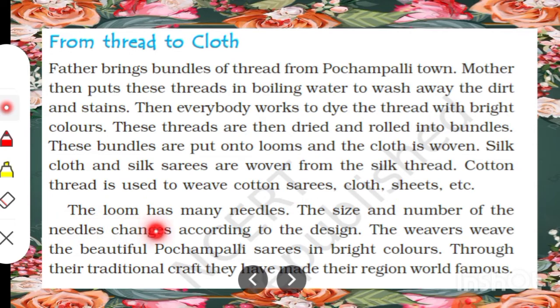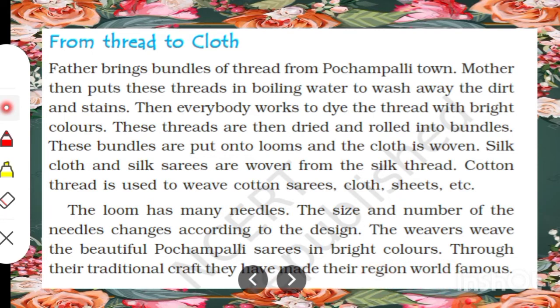The loom has many needles. The size and number of needles changes according to the design. The weavers weave the beautiful Pochampalli saris in bright colors. Through their traditional craft, they have made their region world famous.